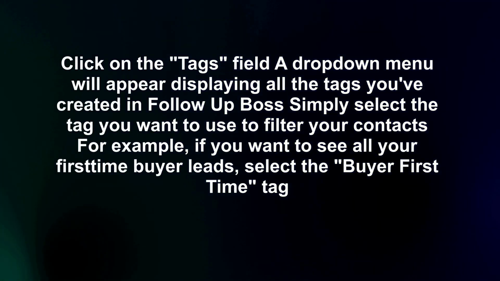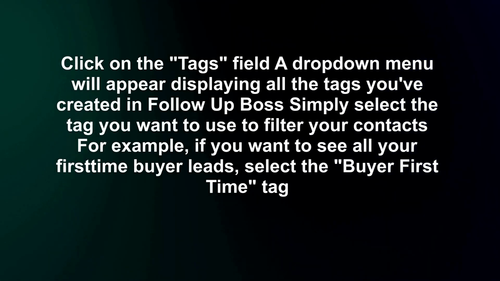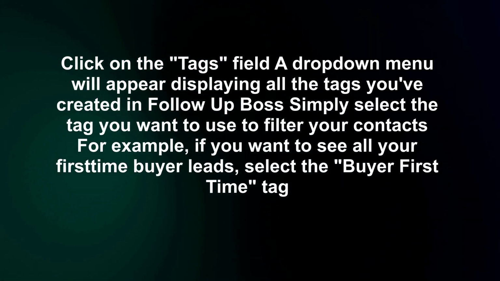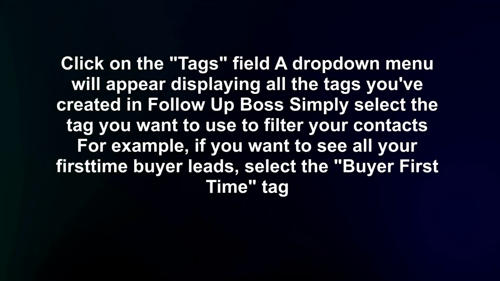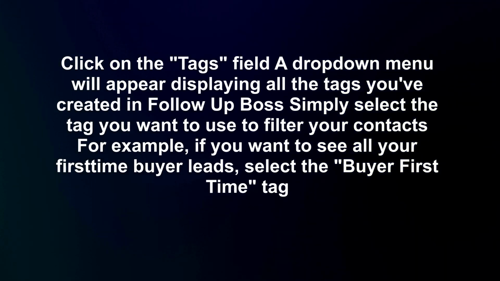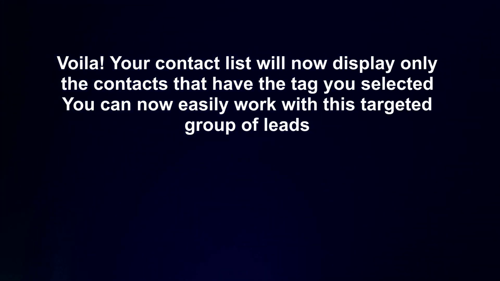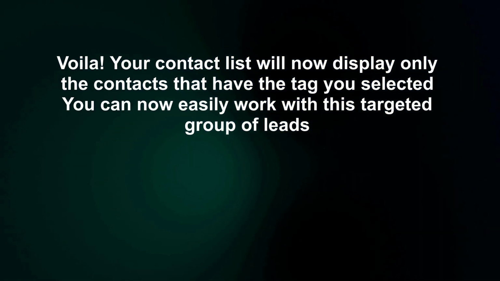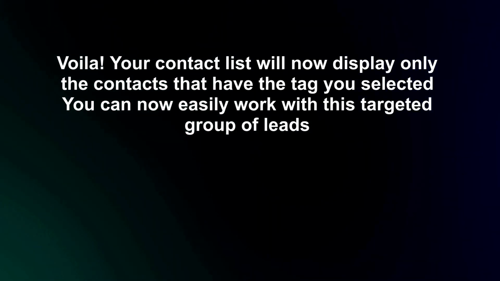A drop-down menu will appear displaying all the tags you've created in Follow-Up Boss. Simply select the tag you want to use to filter your contacts. For example, if you want to see all your first-time beer leads, select the Beer First Time tag. Voila! Your contact list will now display only the contacts that have the tag you selected. You can now easily work with this targeted group of leads.